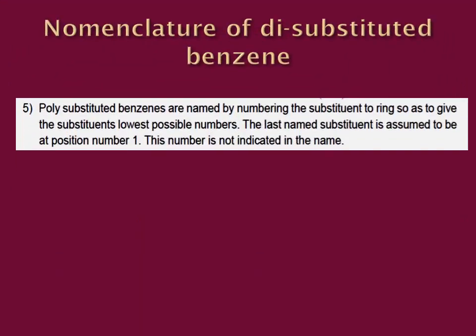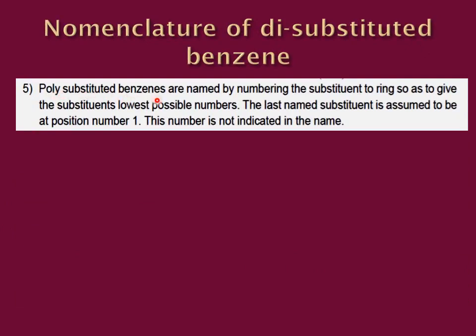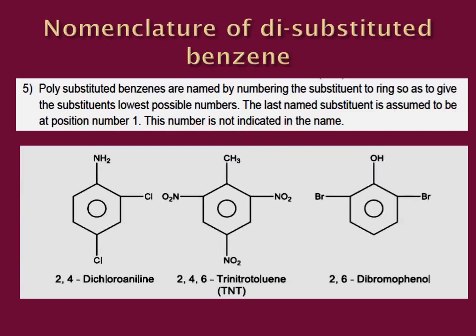Polysubstituted benzenes are named by numbering the substituents on the ring so as to give the substituents the lowest possible numbers. The last named substituent is assumed to be at position number 1. This number is not indicated in the name. Look at the first example. It is 2,4-dichloroaniline. Now when NH2 is attached to benzene, the common name is aniline. So we are going to start numbering from this carbon atom.